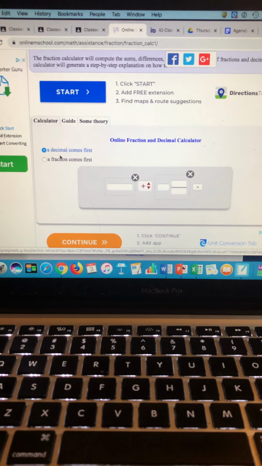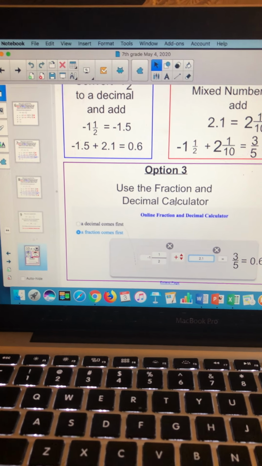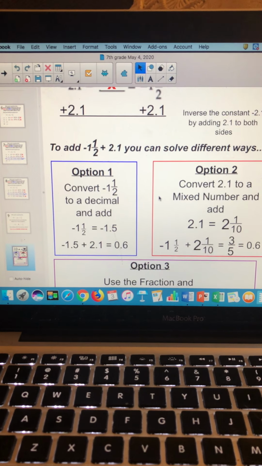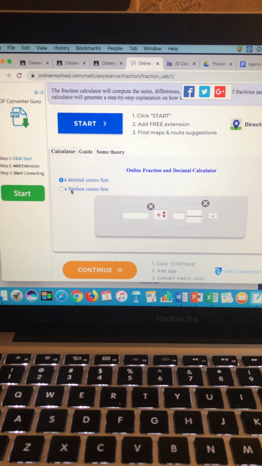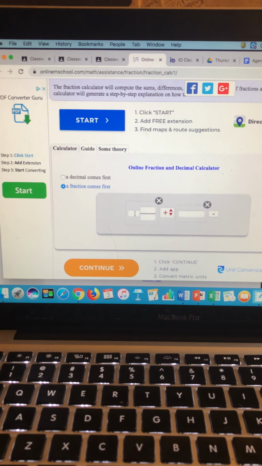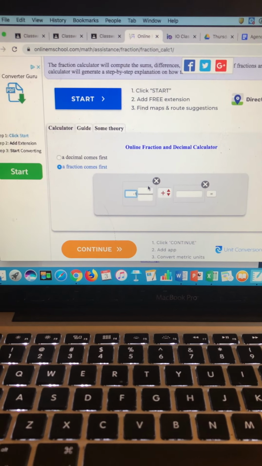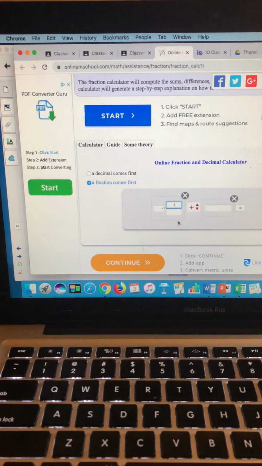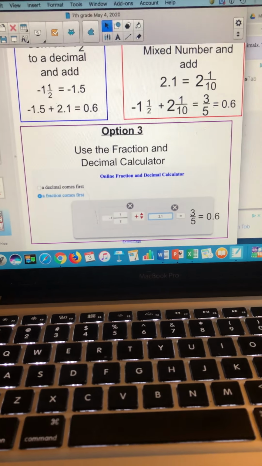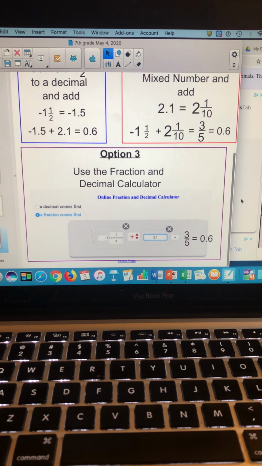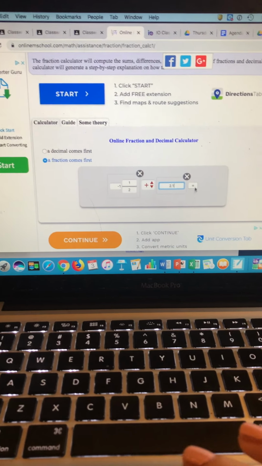And what you're allowed to do is change the different ways. So for our example, we have a fraction first plus a decimal. So you would go to a fraction comes first, click that, and then you're able to put in the fraction that you want. So we would put -1, and then I would put half in the fraction. And then we are adding, right? Let's see. Yes, we are adding 2.1. So I type in 2.1 and press equals.